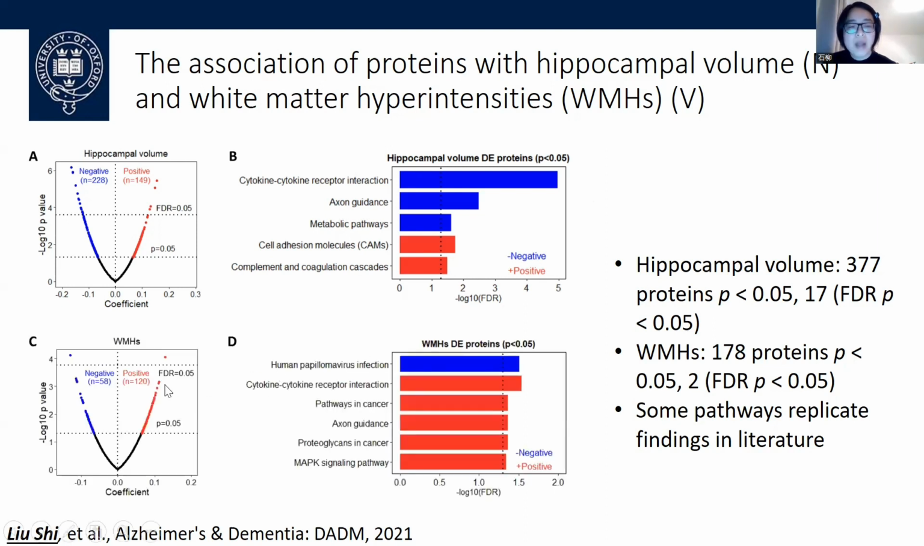In figure C, we analyzed the association of single proteins with white matter hyperintensities as an index of vascular damage. In comparison to the hippocampal volume, we found only a few proteins passing significance, which you can see from here. In figure D, we did KEGG pathway enrichment. Again, we found that 6 pathways were significantly enriched. Some of them have been reported in the literature, again like axon guidance and cytokine receptor interaction.